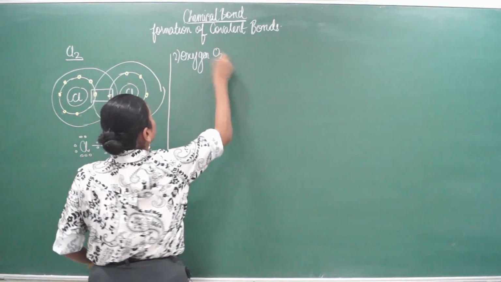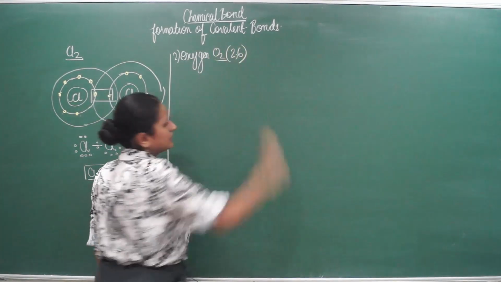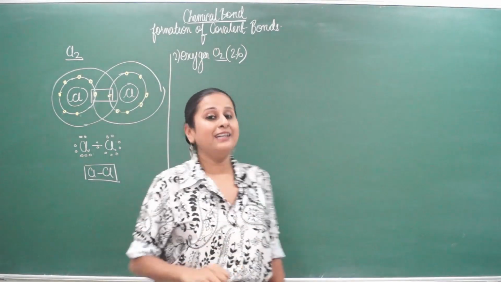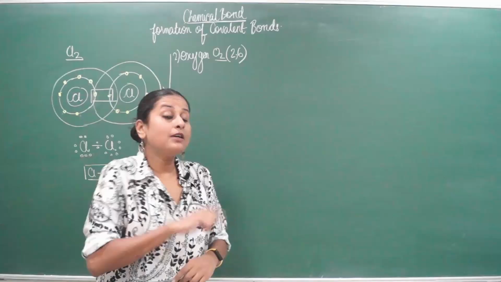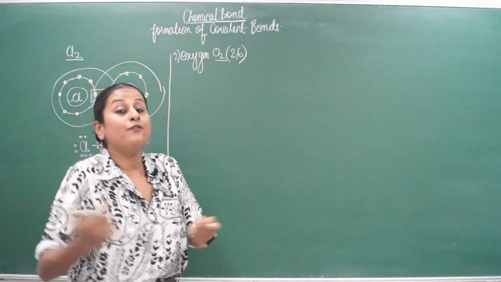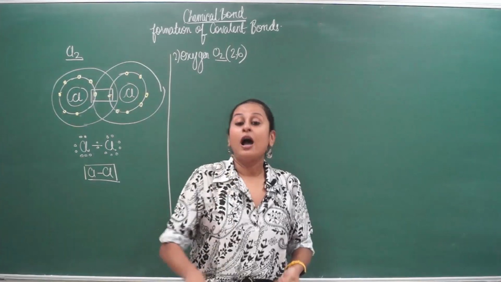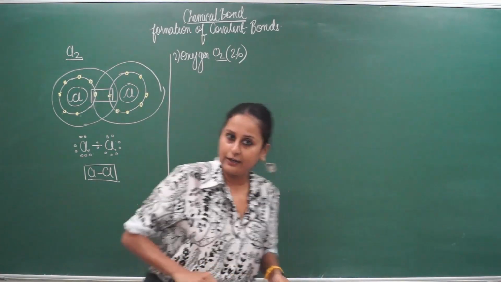That is O2. Now oxygen's electronic configuration is 2, 6. So it requires 2 electrons to complete its last shell, or to complete its octet state. So what is the covalency of oxygen? It is 2. So how many pairs of electrons will be shared? 2. How many total number of electrons will be shared? 2 pairs. So total 4 electrons will be shared.